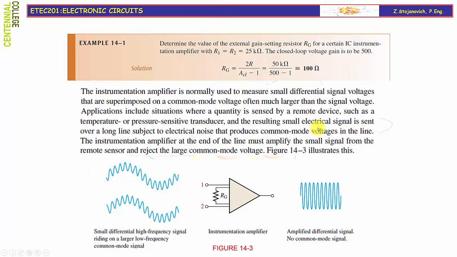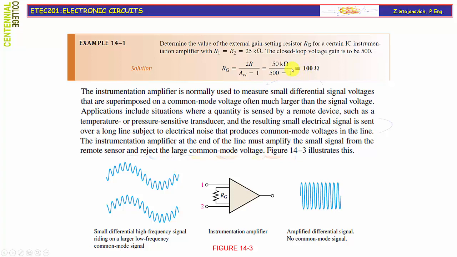Here in example 14-1, we will determine the value of the external gain setting resistor Rg for a certain IC instrumentation amplifier with R1 and R2 equal to 25 kilo ohms. The closed loop voltage gain, that means the required gain, will be 500. Direct application of the previous expression will give us a value of 100 ohms. So when we have an instrumentation amplifier that requires a gain of 500 and has internal resistors R1 and R2 set to 25 kilo ohms, we will need the external resistor Rg to be 100 ohms.